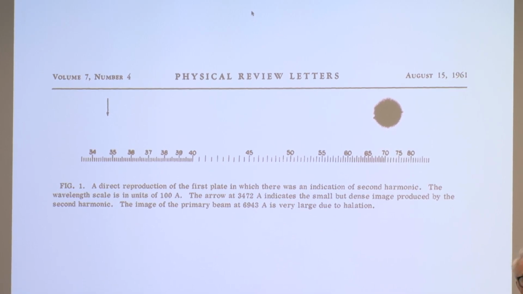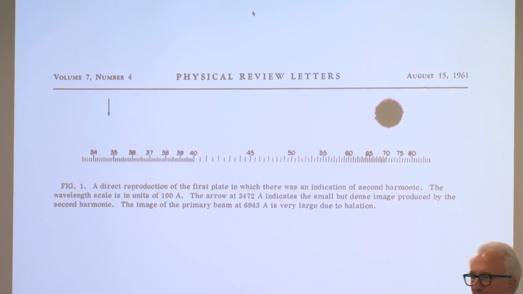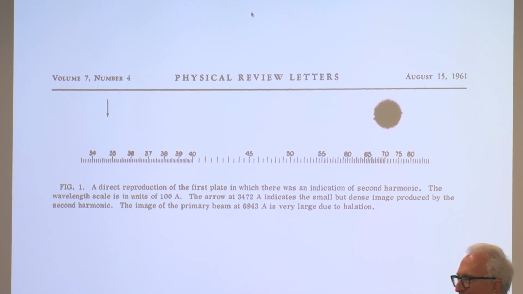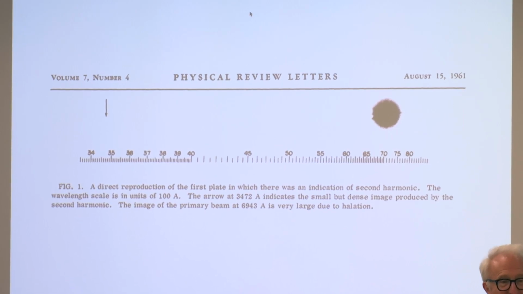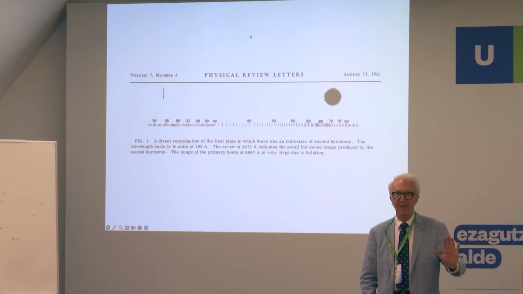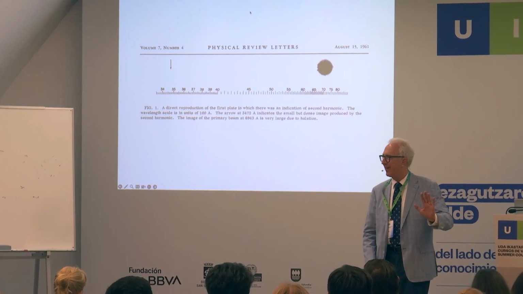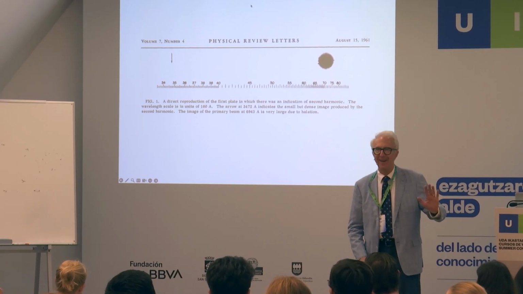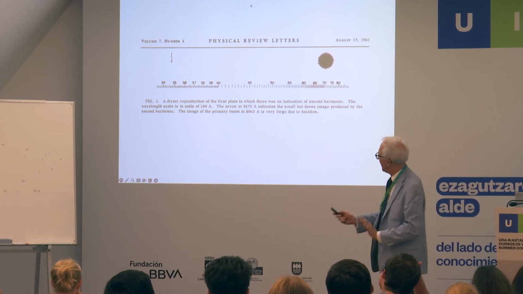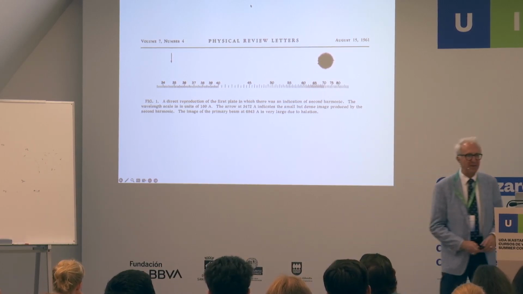But the copy editors at PhysRev Letters thought that this was just a flaw in the photograph plate that was sent, and they airbrushed it out. So the copy editors of PhysRev Letters removed the experimental evidence for the effect that these people were claiming to show. Do we still have our colleague from Nature Physics here? I trust Nature Physics would do nothing like that. But this was done back in 1961 in PhysRev Letters.